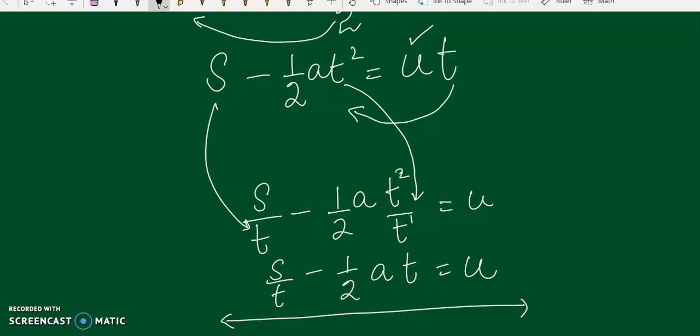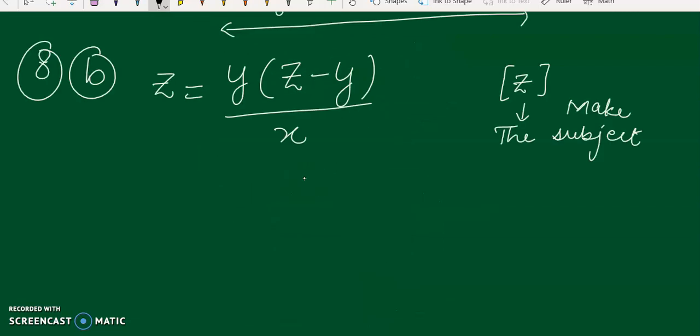Right, there is one more question like this. Z is equal to y into z minus y over x, and we have to make z the subject of the formula. अब आप देख रहे हैं कि z हमारे पास 2 places पर है. Okay, in my previous video too, there was one such question. So we take x to the other side and it is multiplied over there.